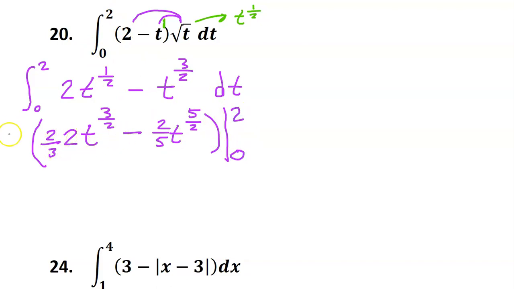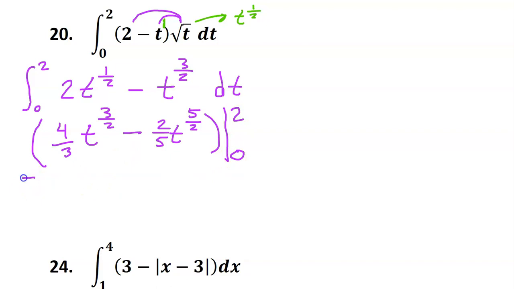Coming back to here, I don't feel like rewriting the whole thing just for this one small change. So I'm going to do it right now. 2 over 3 times 2 over 1. This is 4 over 3. So let's just go ahead and make that modification. All right, so I've got 4 over 3 going on. So time to evaluate using my limits of integration.